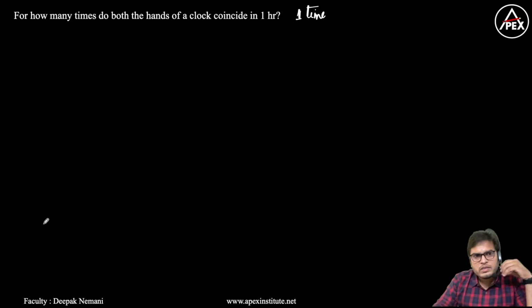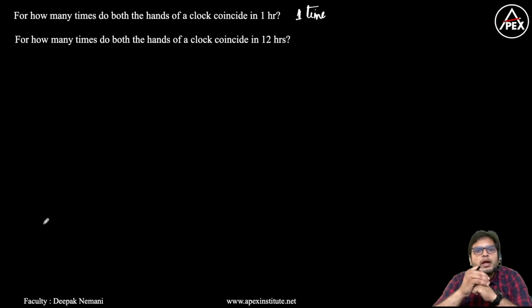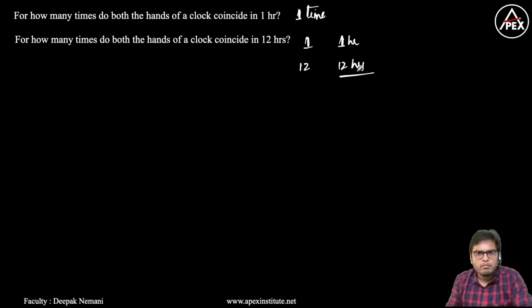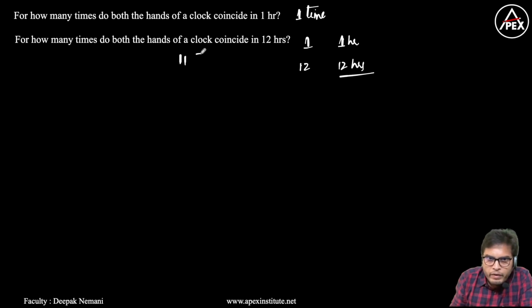Now if that's the case, how many times do both the hands of a clock coincide in 12 hours? 12 times, right? If the hands coincide once in 1 hour, then they should coincide 12 times in 12 hours. Logically that should be the case. But 12 is not the correct answer. 12 is wrong here. The answer for this question should be 11 times.